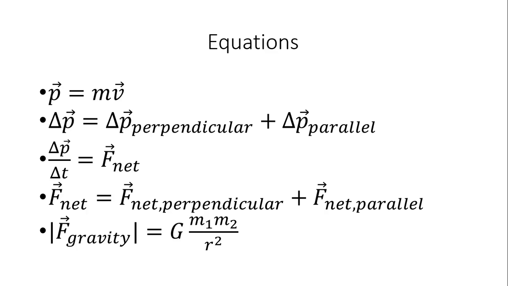The final equation we'll need to note is the magnitude of the force of gravity. This is found by multiplying a gravitational constant G, or 6.7 times 10 to the negative 11th, times the mass of the star, m1, the mass of the black hole, m2, and then dividing this whole thing by the distance between the black hole and the star squared.